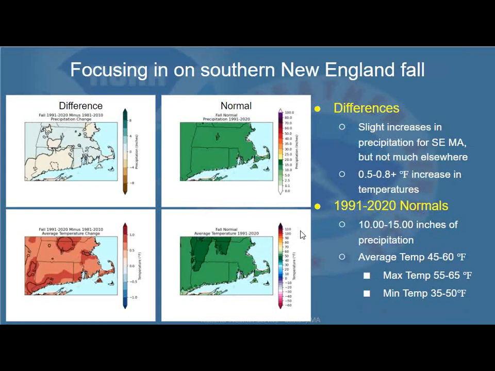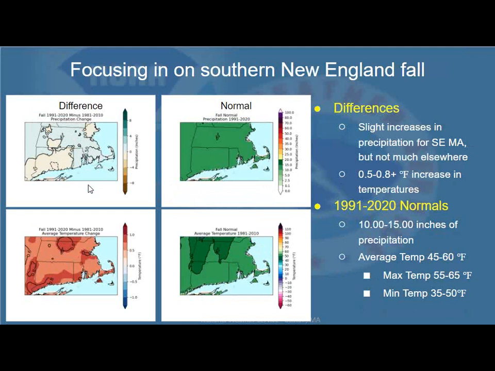And so for the fall, which is September, October, and November, there have been slight increases in precipitation across southeast Massachusetts, where you have that half inch of precipitation contour. You can see there's maybe been a slight increase elsewhere, but really not much. If it is, it's less than a half inch of new precipitation.